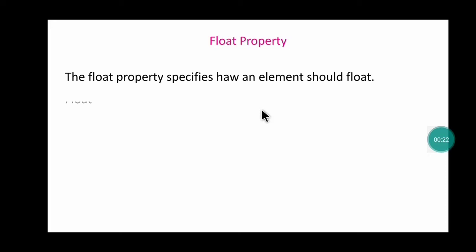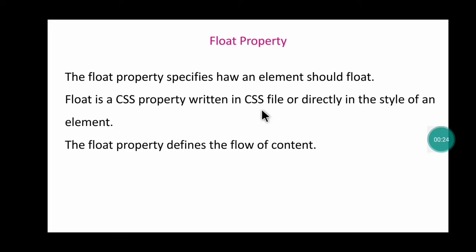Float property. The float property specifies how an element should float on the web page. It is a CSS property written in a CSS file or directly in the style of an element. It decides where you have to place the content on the web page, for example, to the left hand side or to the right hand side. Like this you can place the content. So that is called a float.